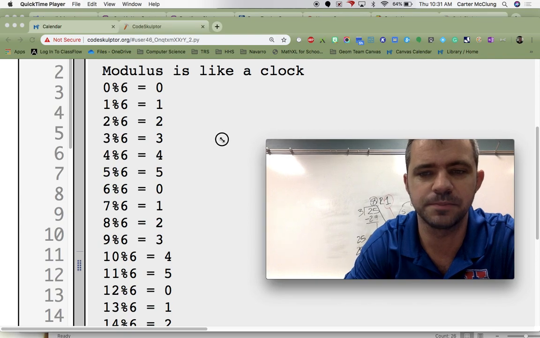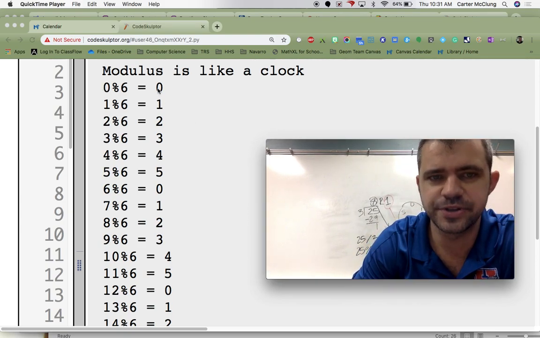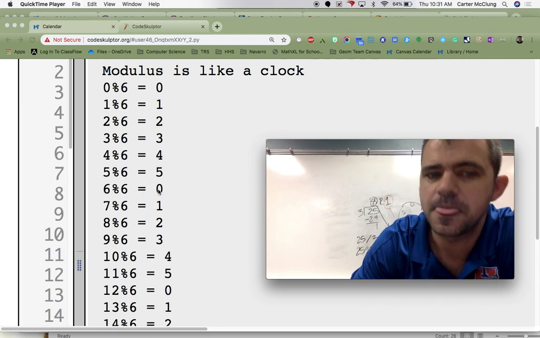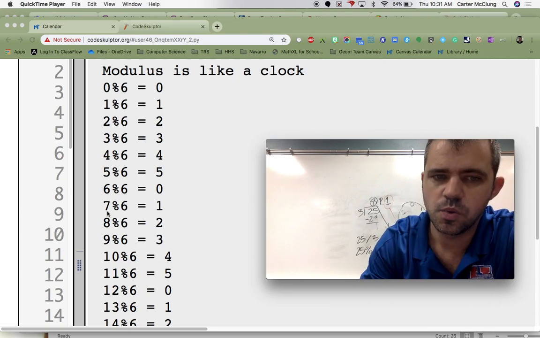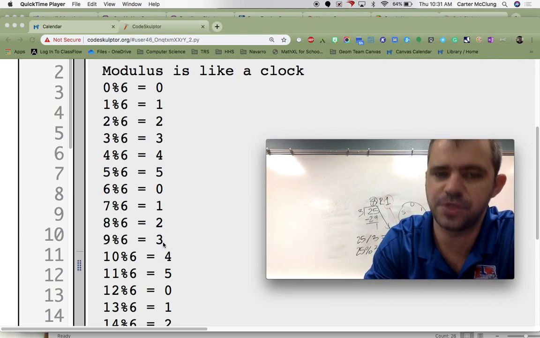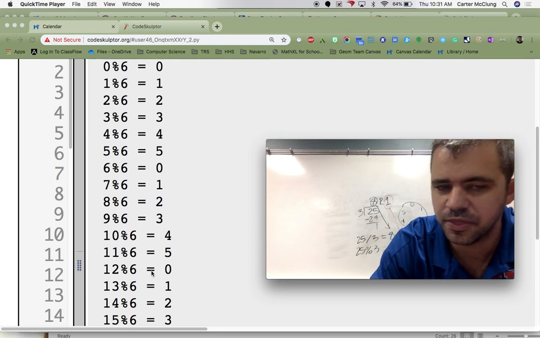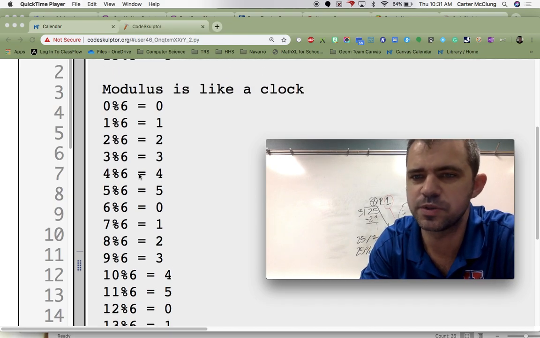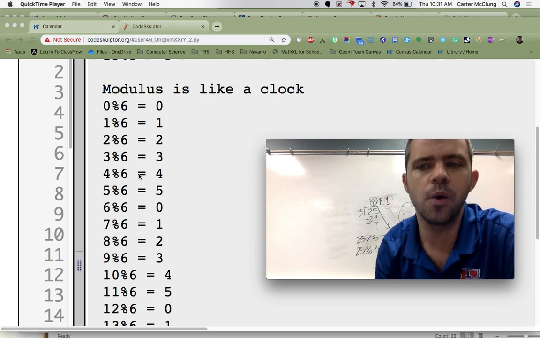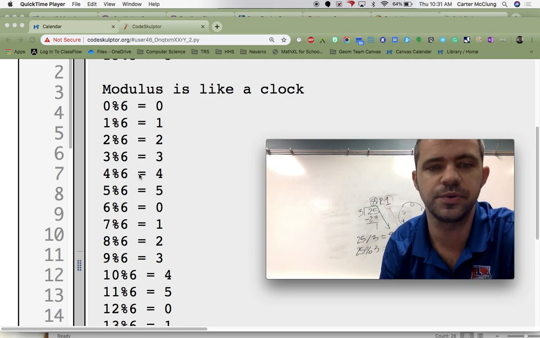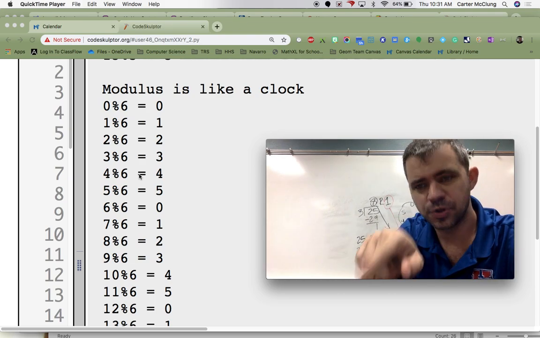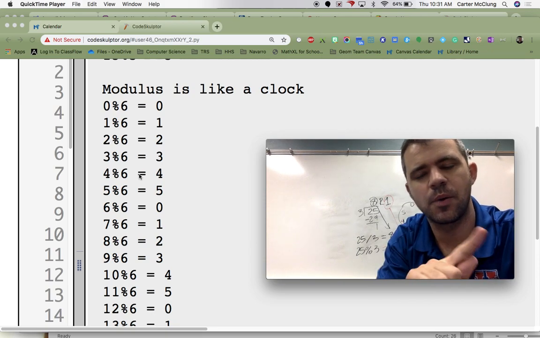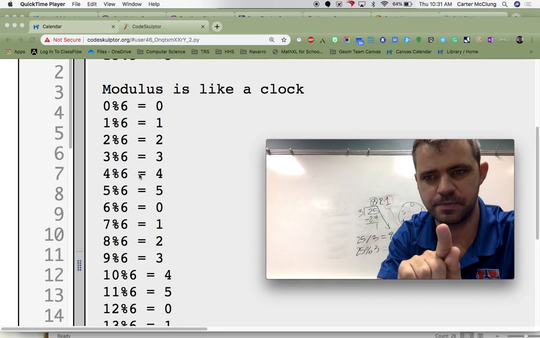So look at this example right here. 0 mod 6 is 0, 1, 2, 3, 4, 5. But when we hit 6, we're back to 0. Then it's 1, 2, 3, 4, 5. And then when we hit another multiple of 6, we're back to 0. And the same thing would happen if this was mod 4. We would do 0, 1, 2, 3, 0, 1, 2, 3, 0, 1, 2, 3. It just goes around like a clock. And then when it hits that number that we're dividing by, it goes back to 0.